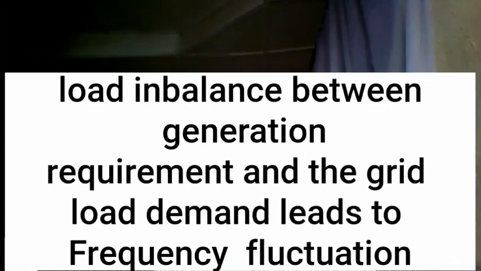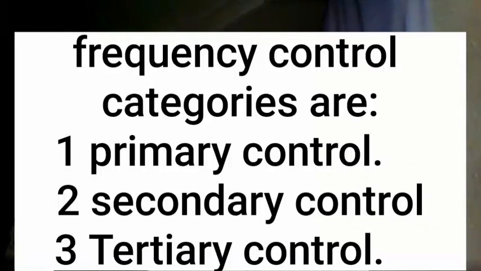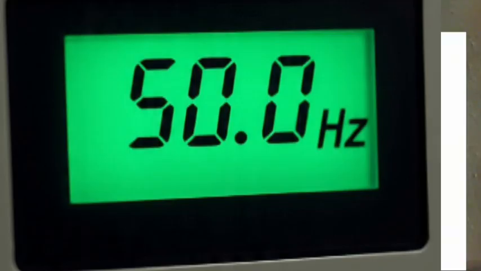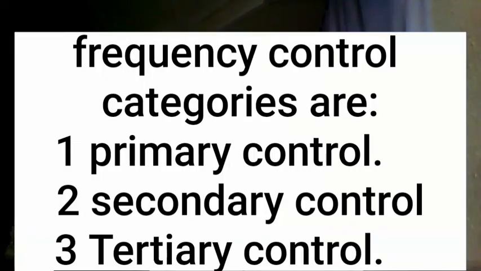What are the means of controlling the frequency? Frequency control can be broken into three categories. The first category is called primary control, then secondary control, and the tertiary control. What do they mean? It means that when the frequency is going down as a result of high demand on the system grid, definitely it needs to be controlled. It needs to be restored back to the nominal value.